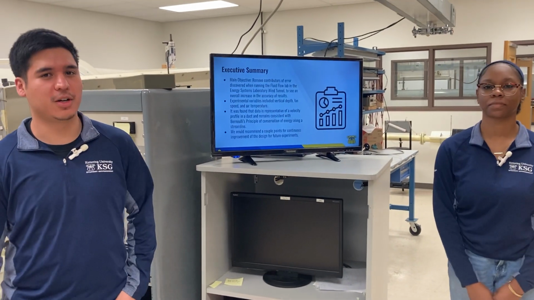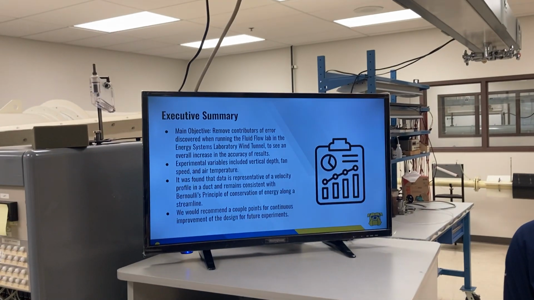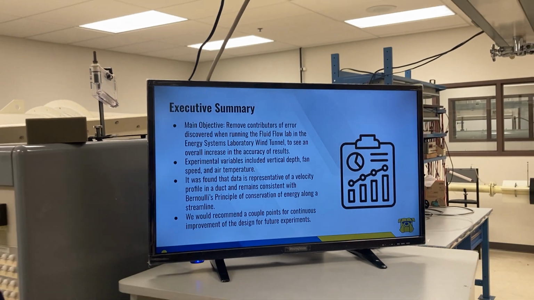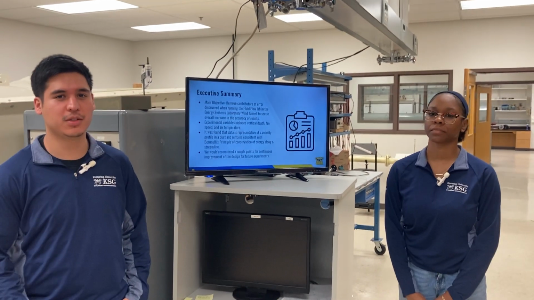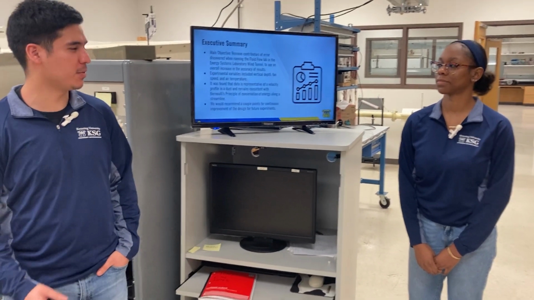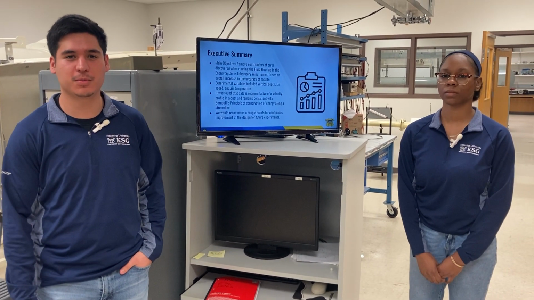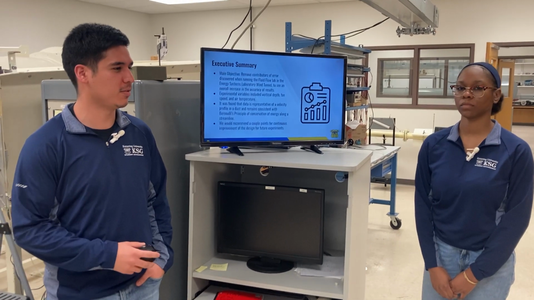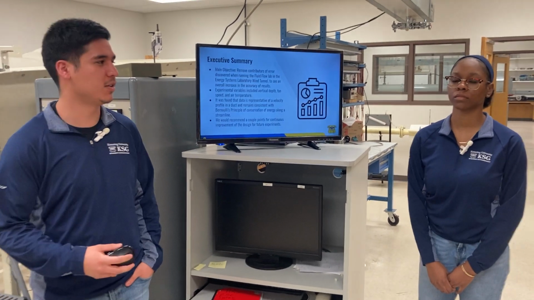So our executive summary: our main objective was to remove the contributors of error that we discovered during the fluid flow lab to see an overall increase in the accuracy of the results. The experimental variables that we included in this experiment were vertical depth, fan speed, and temperature. It was found that the data is representative of a velocity profile in a duct and remains consistent with Bernoulli's principle of conservation of energy along a streamline. Still, even after completing the project, we would recommend a couple points for continuous improvement on the experiment.